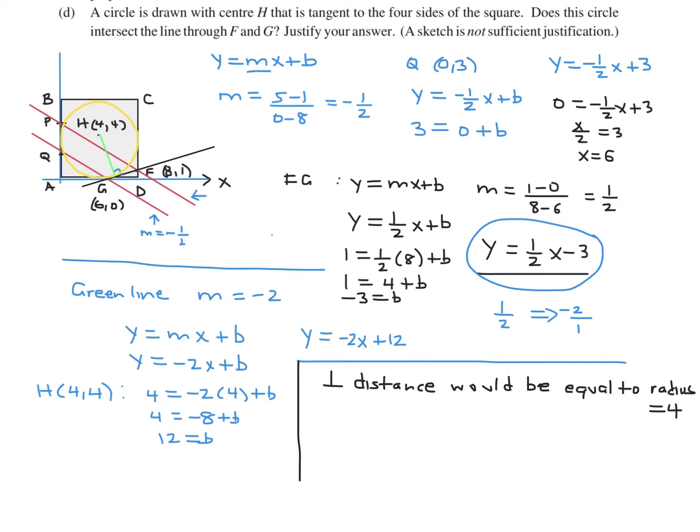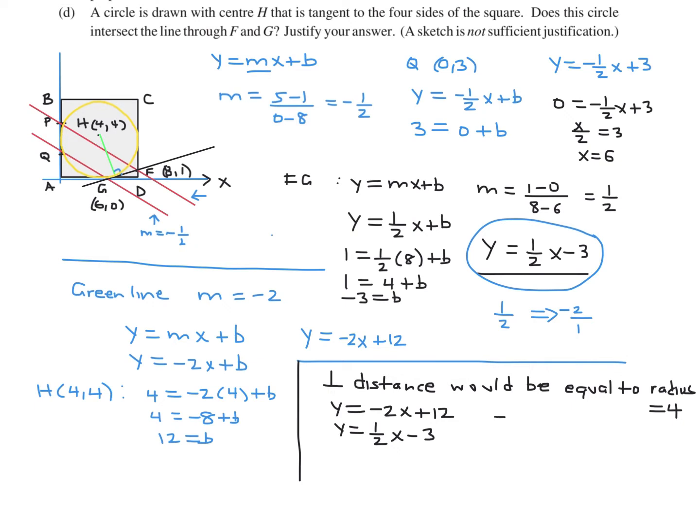Okay, so we've got the equation for this green line, which is y is equal to minus 2x plus 12. And we've got the equation to FG, which was y is equal to 1/2 x minus 3. So all we have to do is find its intersection, and when you do, you'll be able to find this point where they touch, and then we can find the distance from that point to H and see if it is 4 or not.